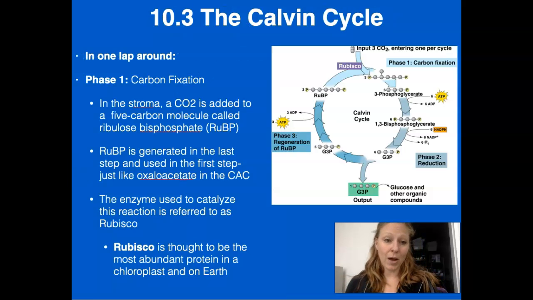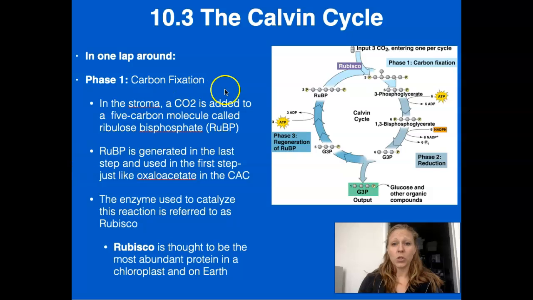In one lap around, in the stroma, so picture this, we are in the stroma, a carbon dioxide molecule is going to be added to a 5-carbon molecule called ribulose bisphosphate, or RuBP. So here, the RuBP is just like the oxaloacetate from cell respiration. The cycle is going to start and end with it. So the RuBP from the end of the cycle is being attached, or a CO2 molecule is going to be attached to it. And then we have a number of metabolites.